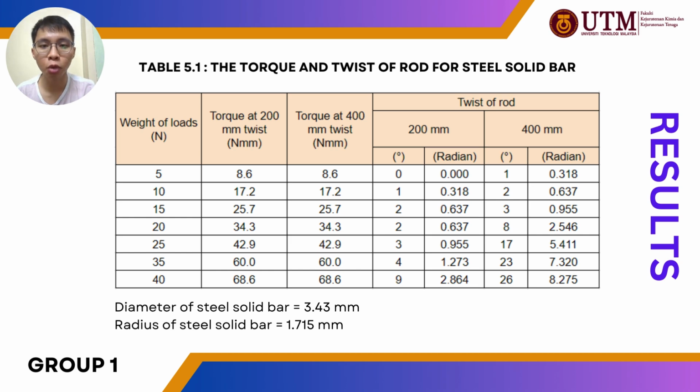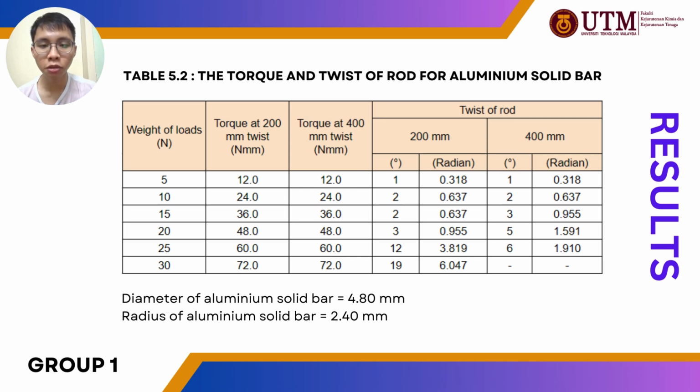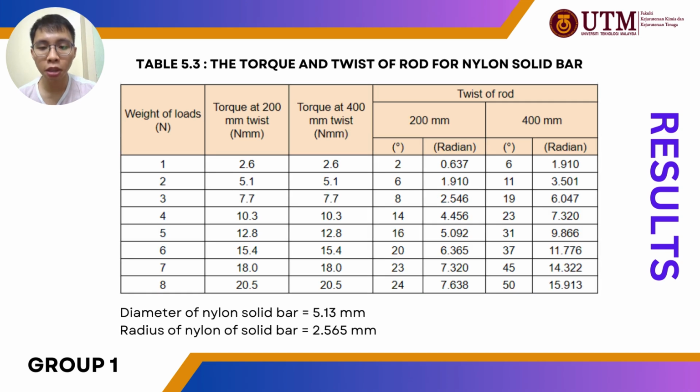This is the data we obtained for the steel solid bar. This is the data we obtained for the aluminum solid bar. This is the data we obtained for the nylon solid bar. Note that the load we apply for nylon is different from the previous two solid bars since nylon cannot support a large weight load.